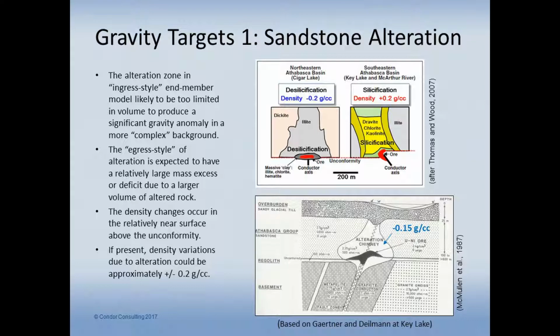So what are our target types we could apply gravity to? One I take to be the alteration in sandstone. So above the deposit, we've got either silicification or desilicification, corresponding to increases or decreases in porosity, and those are going to result in nominally minus 0.2 grams per cc change in density for desilicification and plus 0.2 grams per cc for silicification. So it's not a really big density contrast provided for us by the alteration, but it is in the sandstone, which is relatively close to our point of measurement.